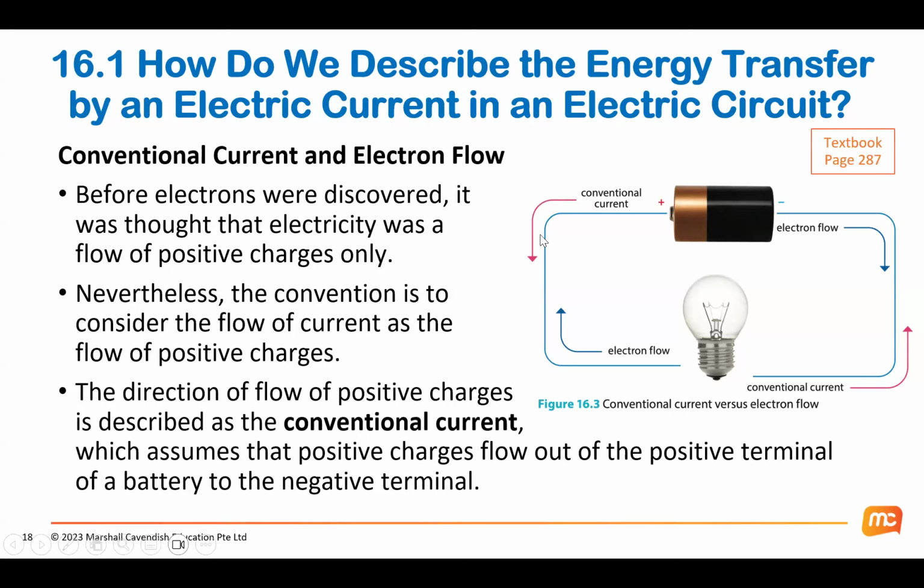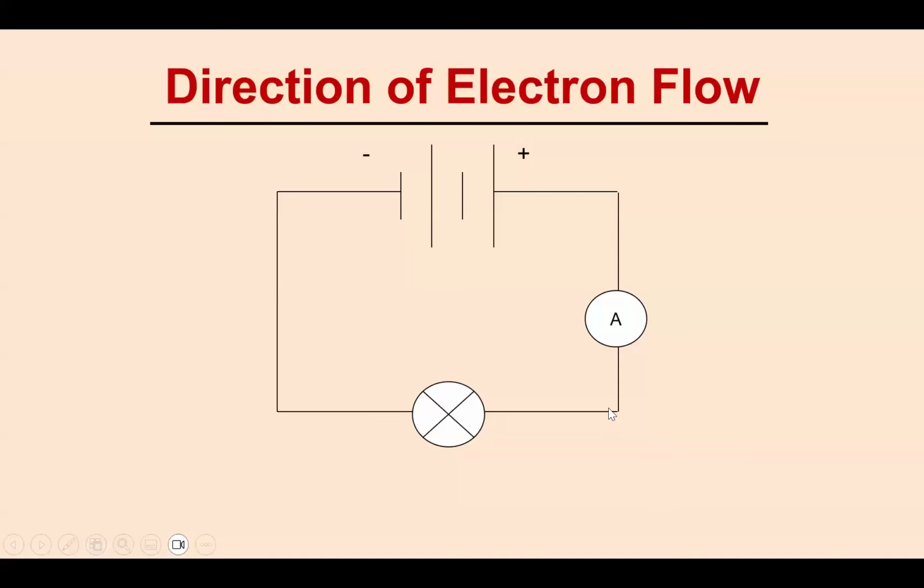But in exam time, usually we will still stick back to the conventional current flow, because a lot of theories and everything has been designed based on the conventional current flow. Okay, so for electron flow, every one of you knows that electrons are negatively charged. And so you will have a battery over here. Okay, the short line represents the negative terminal and the long line represents the positive terminal.